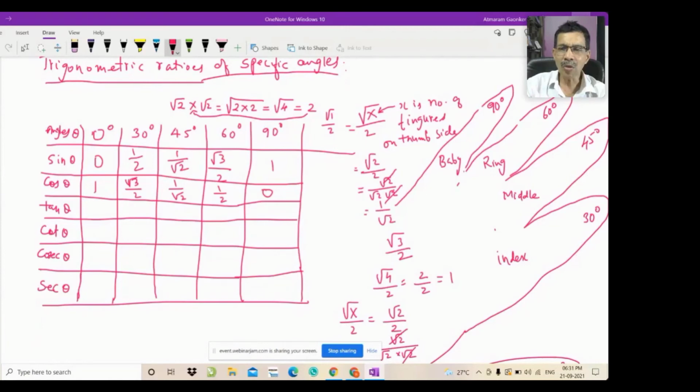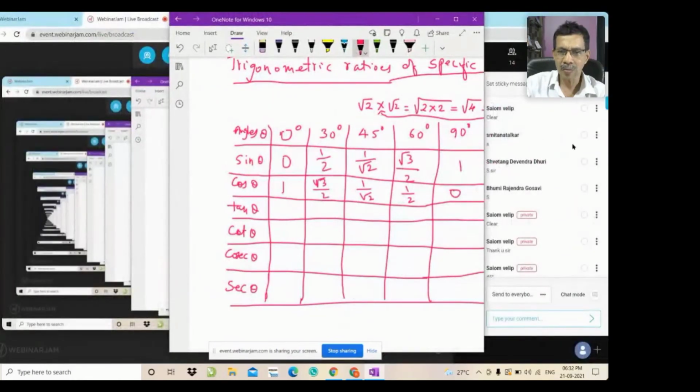Trigonometric ratios of specific angles with respect to cos, are they clear? If they are clear, please type in the comment box as clear. And if they are not clear, please type your question and I will explain this thoroughly in more detail if you want.